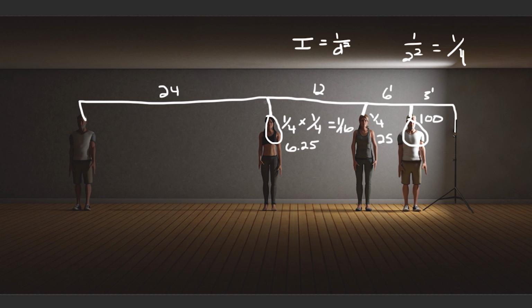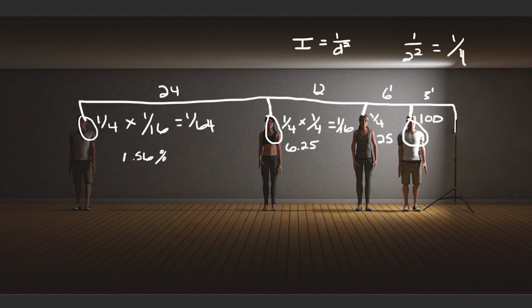We're going to double the distance again from 12 feet to 24 feet. We're doubling distance, so we need to have 1/4 the amount of light. So we'll have 1/4 times the 1/16 that we have on subject 3. And that's going to be equal to 1/64th the amount of light on subject number 4 compared to our first subject. 1/64th equates to about 1.56% of the light that's on subject number 1.